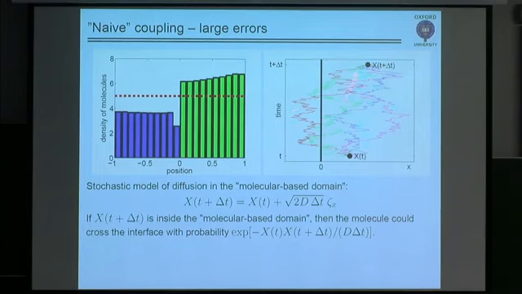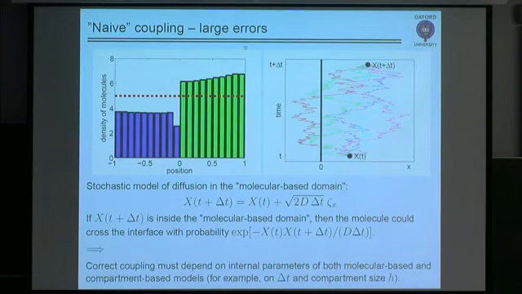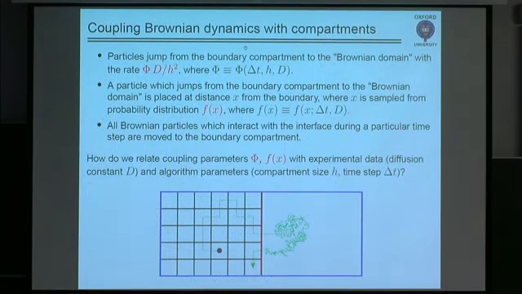So you can see that the rate of transfer across this boundary will depend not only on the experimental measurable quantity d, but also on the internal parameters of each method, like for example time step delta t here. So in order to design correct coupling which would not see this boundary, we have to design coupling which would also depend on internal parameters of both molecule-based and compartment-based models. So in this case, it would be just time step delta t of the molecule-based model and compartment size h. There are many ways how to do this, so I'll just show you one approach which works.